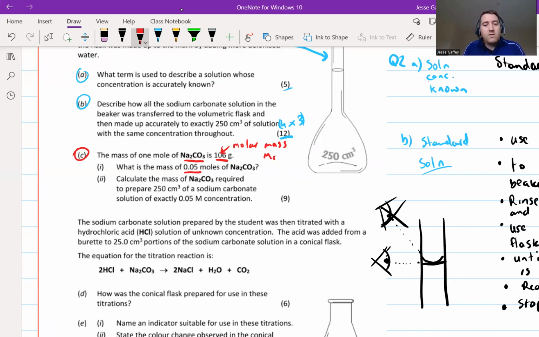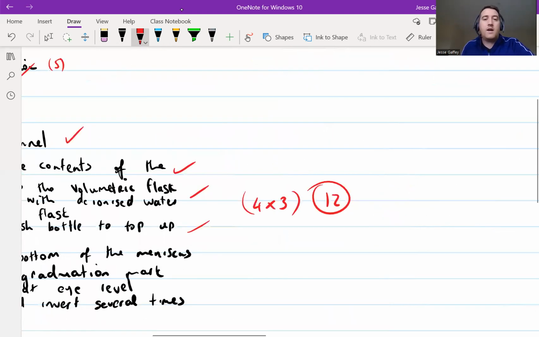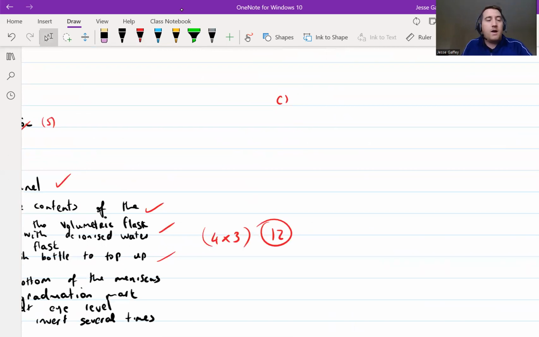What would the mass be of 0.05 moles of sodium carbonate? So if this is the molar mass for 1 mole, what would the mass of 0.05 moles be? Okay, so we're going to do that out at the side here. C part 1. Okay, so I'm going to get you to figure that out. Okay, so hopefully you've had a go at that. The correct answer here is 5.3 grams. Now, I'm going to show you how to do it in a second, but if you didn't get 5.3 grams, have another go now and see can you make it work out to 5.3 grams.